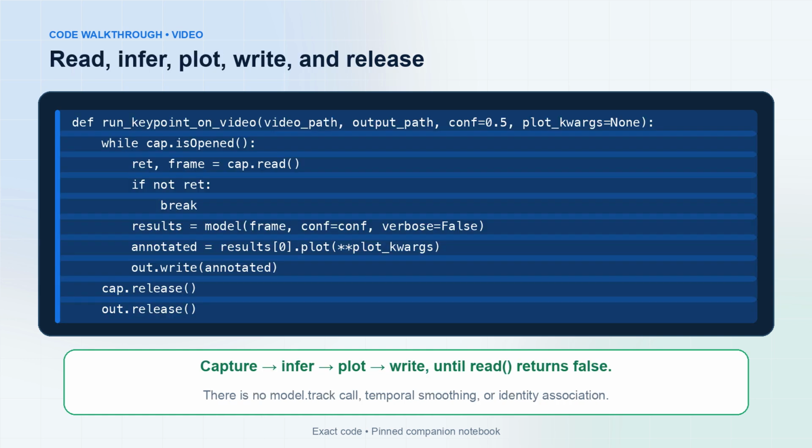Then comes the workhorse, the cap.read loop. For every single frame, we call model(frame, conf=0.5, verbose=False). We immediately pass that output into results[0].plot using our plot kwargs, write that freshly annotated frame out, and finally cleanly release both the capture and writer objects.